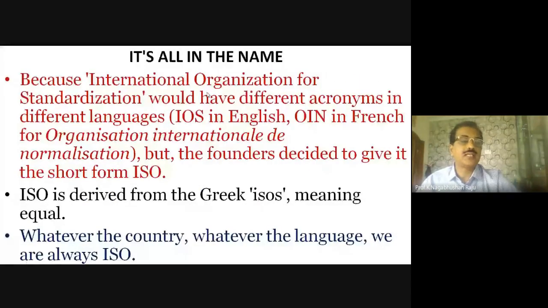And how is this ISO standardized? It's all in the name, because International Organization for Standardization would have different acronyms in different languages. In English, you would have called it IOS. In French, you would have called it OIN, and so on in other languages. But the founders decided to give a standard short name, ISO, which is derived from the Greek isos, meaning equal, because of equalization everywhere. Whatever the country, whatever the language, we are always ISO. That's how ISO came into existence.